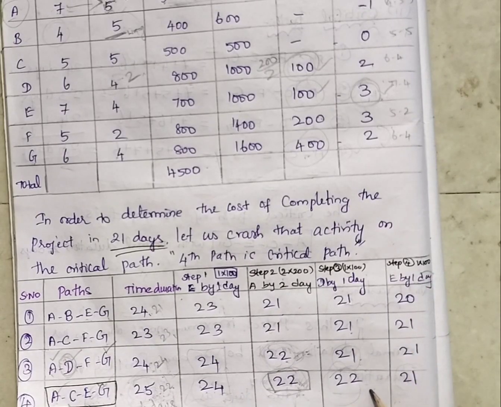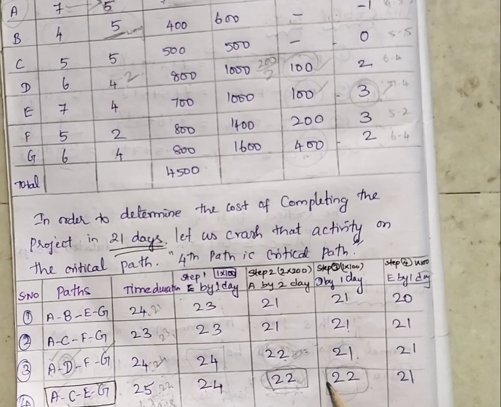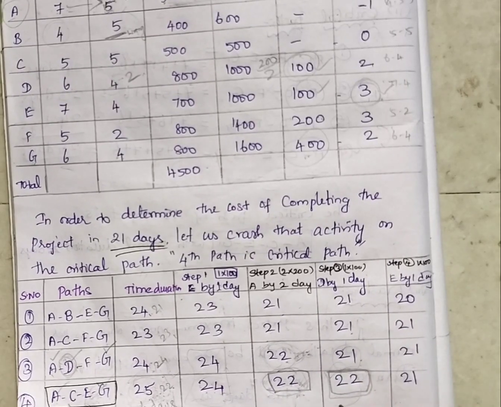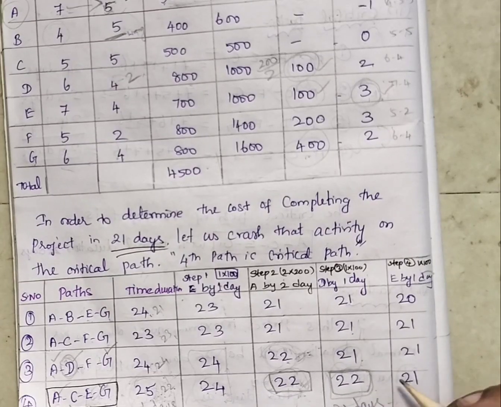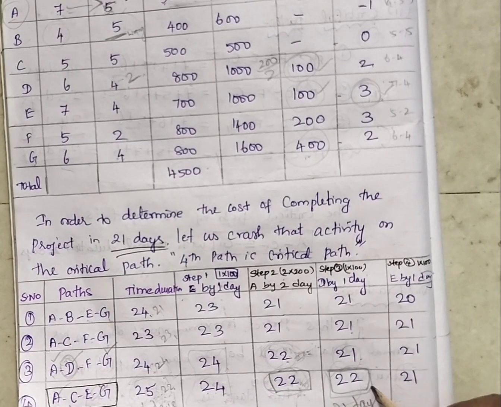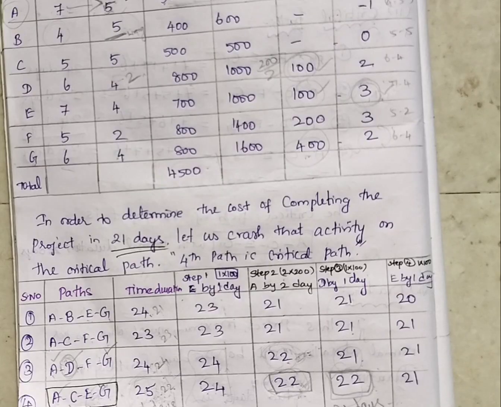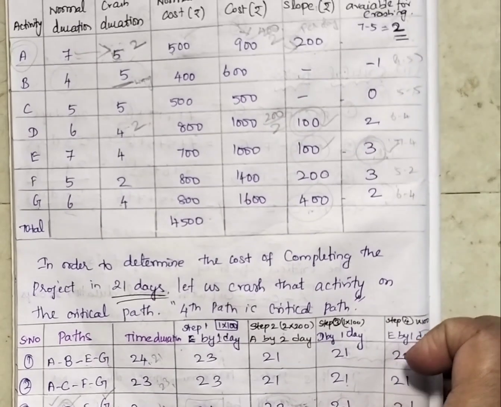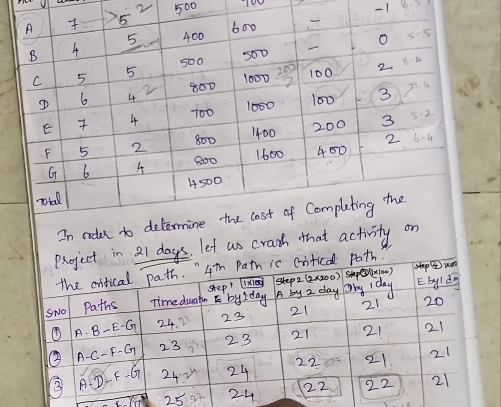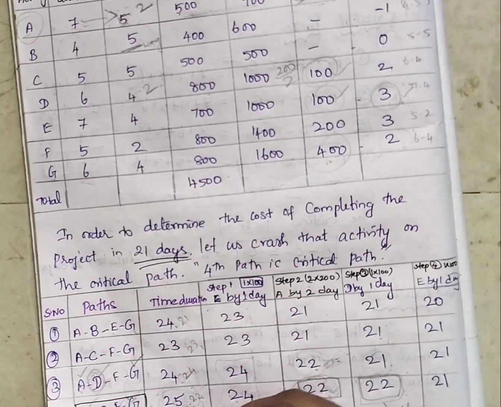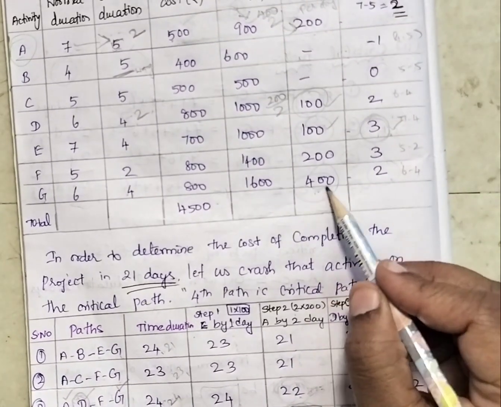Now what is our motive? This critical path's duration has to get reduced to 21 days, right? So we need to crash one more day in this. We need only one more day to crash. For that we have G activity in all of them. But the problem here is that G activity's cost is higher.